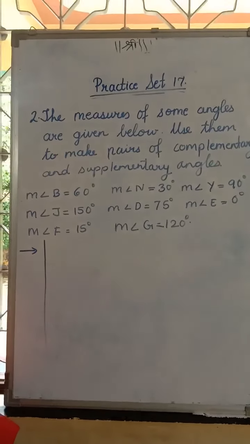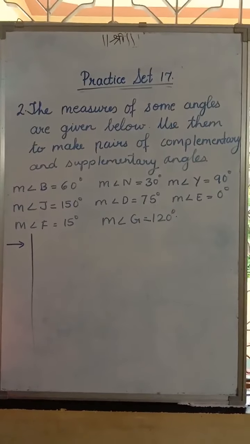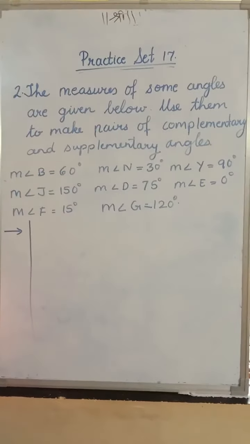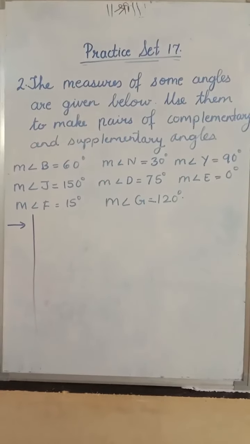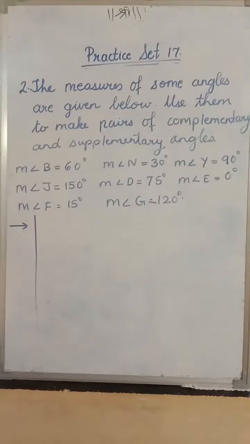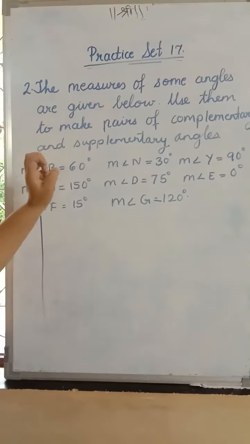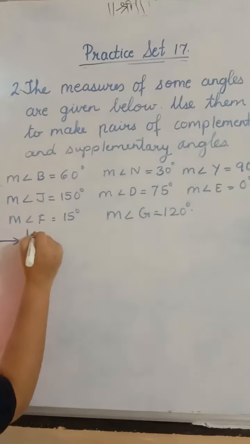So now the second sum. The measures of some angles are given below. Use them to make pairs of complementary and supplementary angles. So here the names and the measurements of many angles are given. From that you have to look at the numbers and guess the pairs which will be complementary or supplementary.